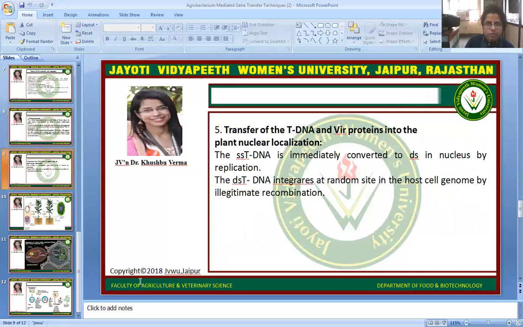Next step is transfer of T-DNA and Vir proteins into the plant nucleus via nuclear localization. The single-stranded T-DNA is immediately converted to double-stranded in the nucleus by replication. The double-stranded T-DNA then integrates at a random site in the host cell genome by a recombination process.